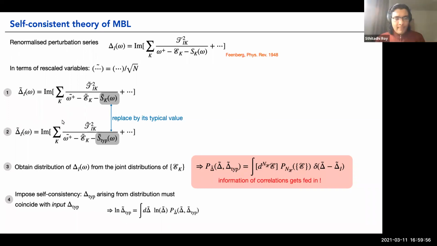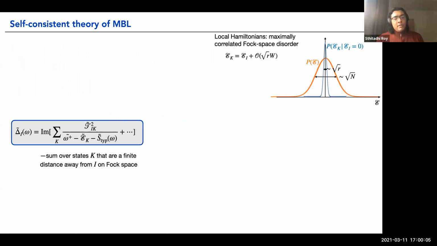Now, the crucial point is the equation written in step 2. And so let's look at this in a bit more detail. So notice that this, at least to leading order, is a sum over Fock-space sites which are neighbors of I. So the sites k that participate in this sum are always at a finite distance away from I on the Fock-space. But the maximal correlation for local Hamiltonians means that this ek is only order square root r away from ei.